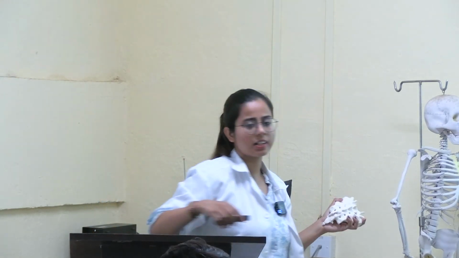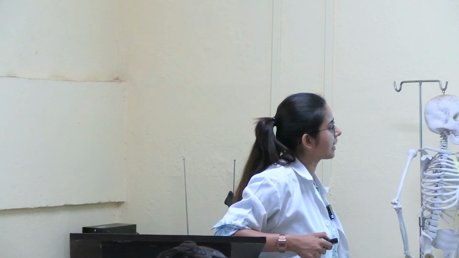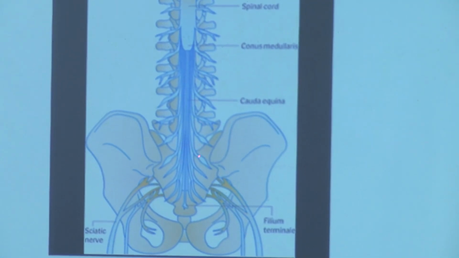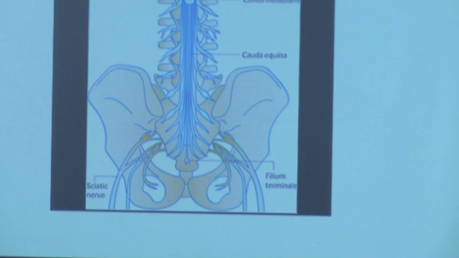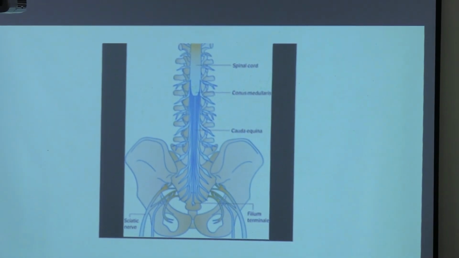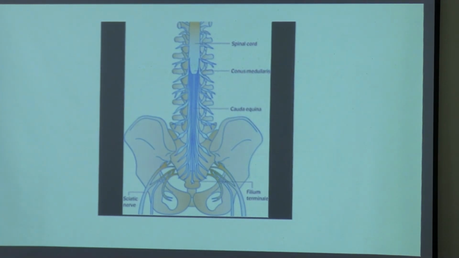Now what are the contents of the sacral canal, or what are the structures that pass through the sacral canal? It is very important. First is the lower part of the cauda equina. Do you know what the cauda equina is? The cauda equina is basically the sacral and coccygeal nerves. It looks like the tail of a horse, that is why the name. So the lower end of the cauda equina passes through the sacral canal.